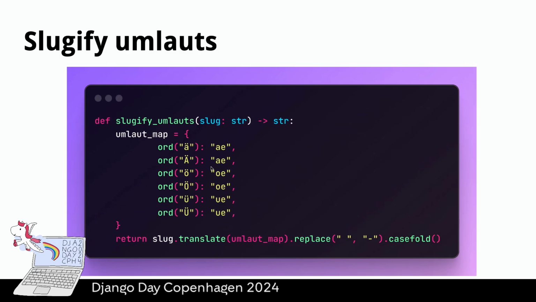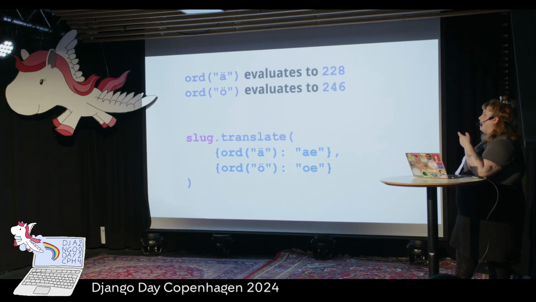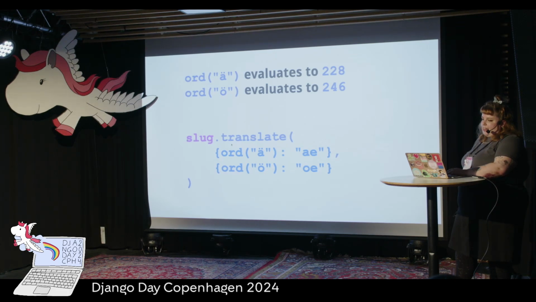So let's take a closer look at the return. The ord function is a native Python function, and it takes a Unicode character that's passed in as a string, and then it returns its integer representation. And if you have a string, in this case the slug, and you call the translate method on it and pass in this map you've created, it will convert whatever characters in the string to the ones that are the value in the map.